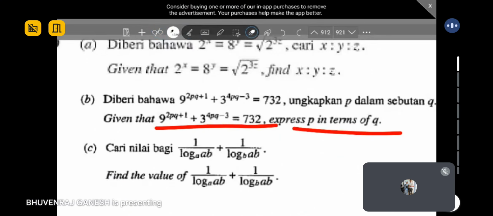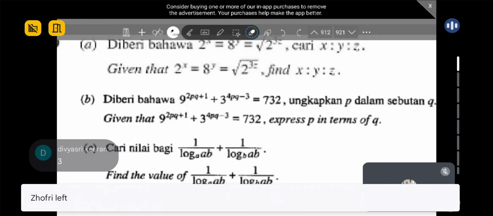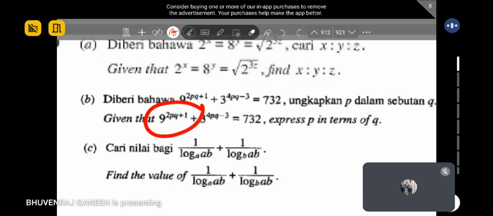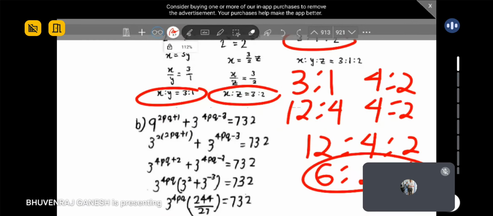What base you want to change your answer to, guys? Yes. Okay, you always change to the same base. Okay, tukar kepada asas sama. So 9, I will change to base 3. Okay, saya akan tukar ke asas 3. Okay, so you just get 3 square. Okay, and then you start to simplify already. Okay, mula untuk pemudahkan. Okay, so you will get something like this.